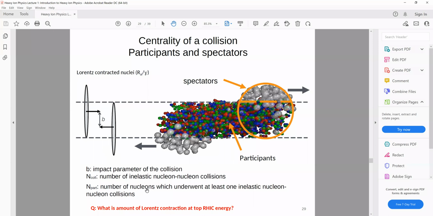And N part is the number of nucleons which underwent at least one inelastic nuclear collision. Again, since we are interested in particle production, what is important to us is that in inelastic collisions, the participants are the number of nucleons from the two colliding nuclei which underwent at least one inelastic nuclear collision.